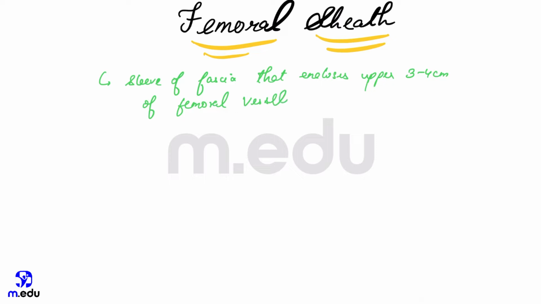So it is a sleeve of fascia that encloses upper 3 to 4 centimeter of femoral vessels. It is asymmetrical as its lateral wall is vertical and its medial wall is oblique. So its lateral wall is vertical and its medial wall is oblique. It is asymmetrical.